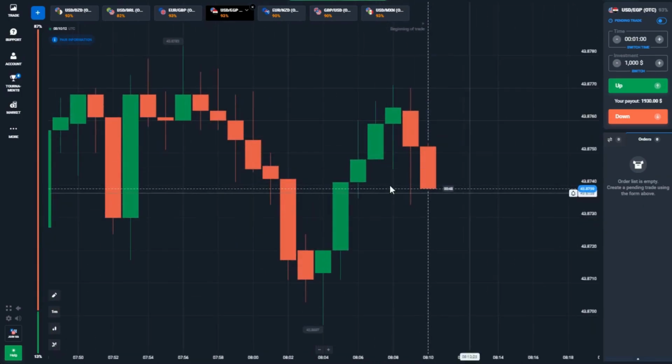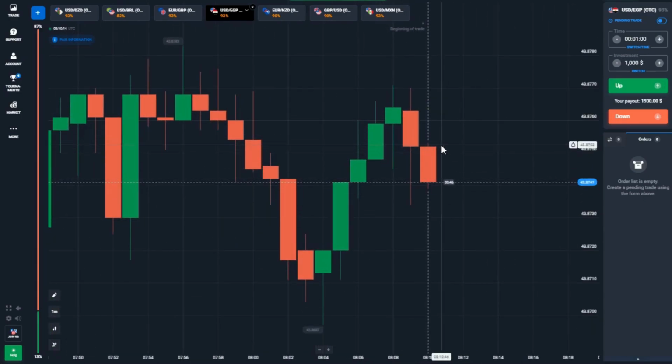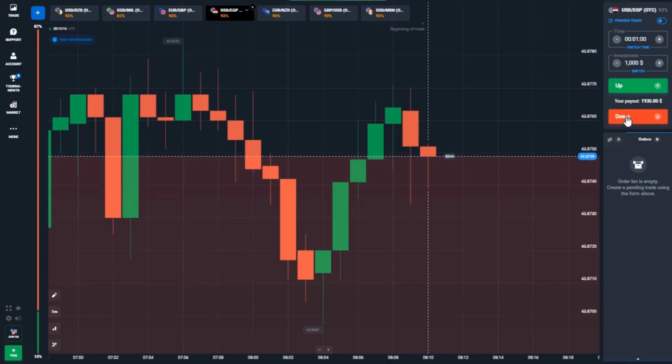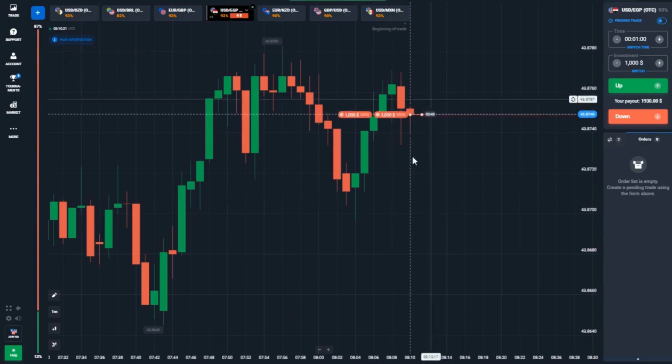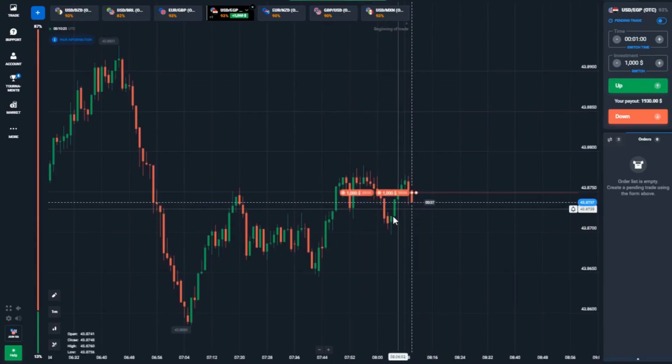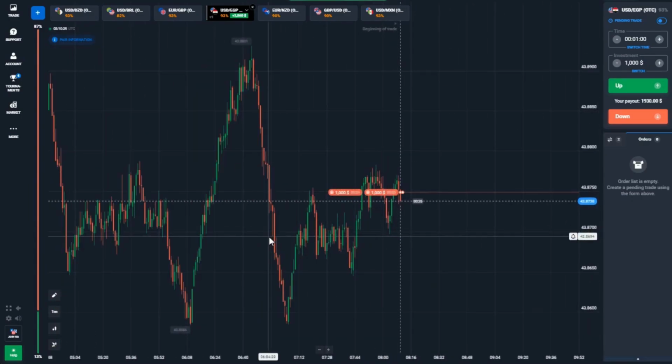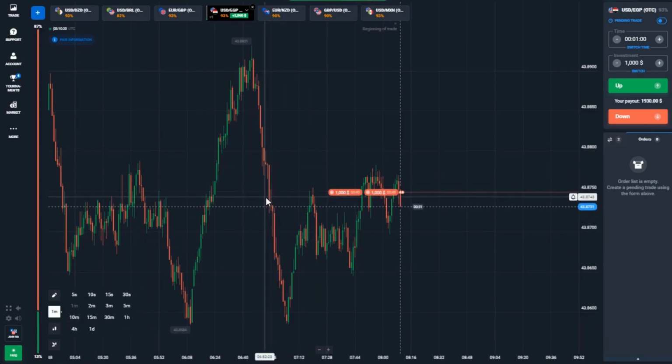So, I'm going to wait for the candle to go up a bit, and then take a $2,000 downward trade for 1 minute. Let's see how this trade closes. If you're having trouble seeing the market clearly, I recommend changing to a higher time frame so you can better see the overall market trend.